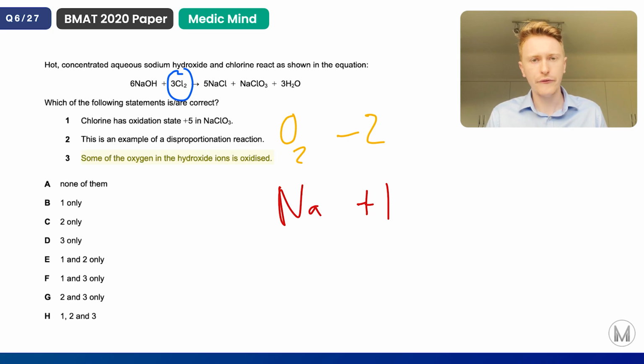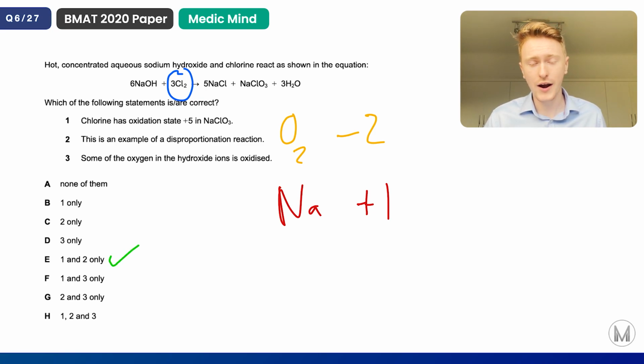And finally, looking at statement 3, some of the oxygen in the hydroxide ions is oxidized. That would imply that the oxidation number has gone up. Now, in the hydroxide ions, the oxygen has an oxidation state of -2. In fact, in many reactions, in many situations, oxygen always kind of gets priority on that -2 oxidation state. And that's the same in the NaClO3 compound as well as H2O. So its oxidation state hasn't changed, therefore oxygen has not been oxidized or reduced. So 3 is incorrect. Overall, that tells us that 1 and 2 are correct, so the answer to this one is E.